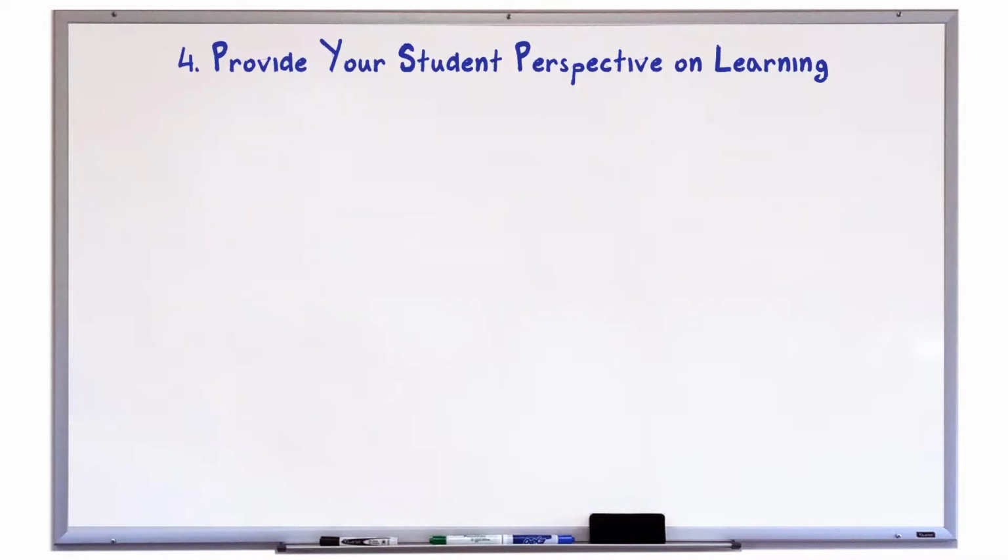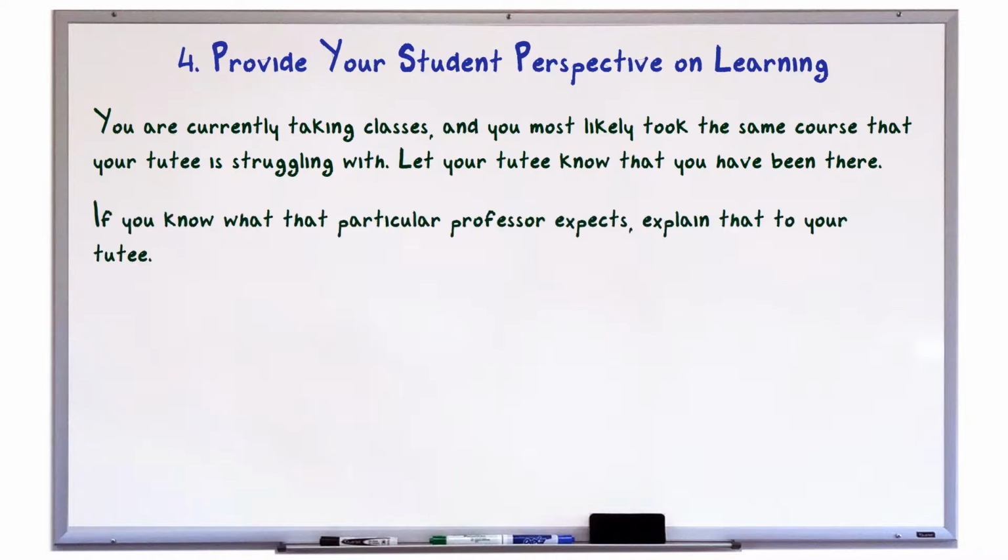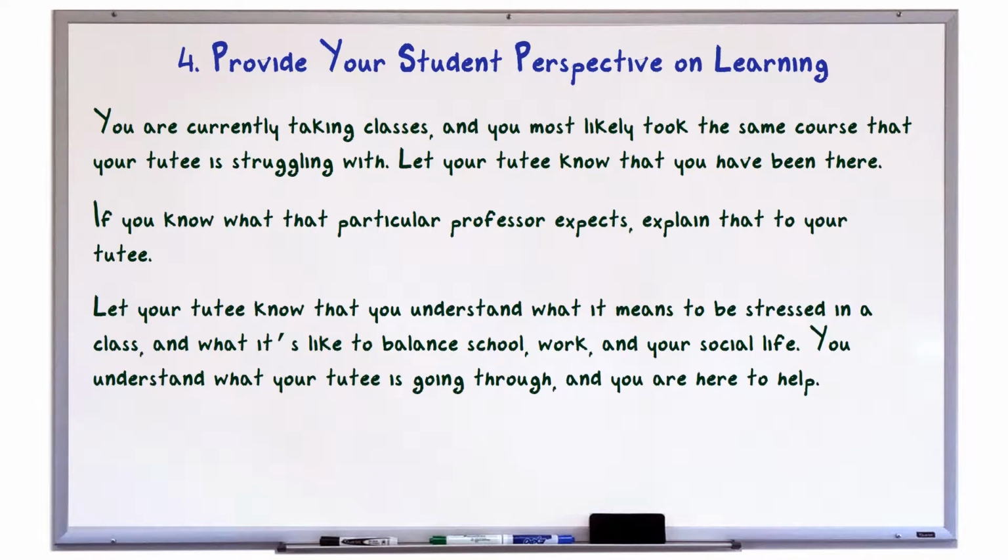Number 4, provide your perspective on learning as a student. You are currently taking classes and you most likely took the same course that your tutee is struggling with. Let your tutee know that you have been there. If you know what that particular professor expects, explain that to your tutee. Let your tutee know that you understand what it means to be stressed in a class and what it's like to balance school, work, and your social life. You understand what your tutee is going through, and you are here to help.